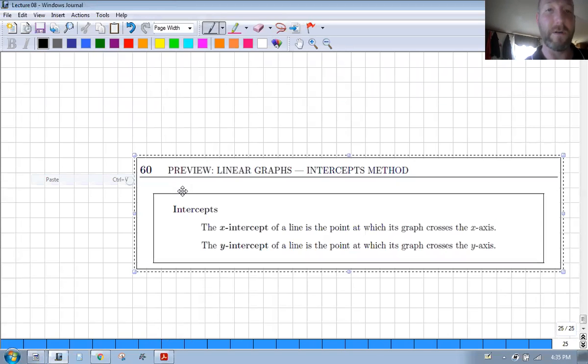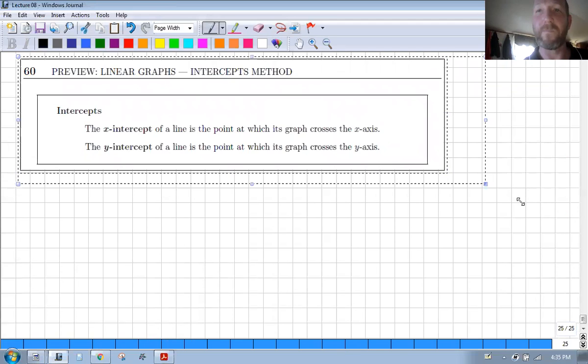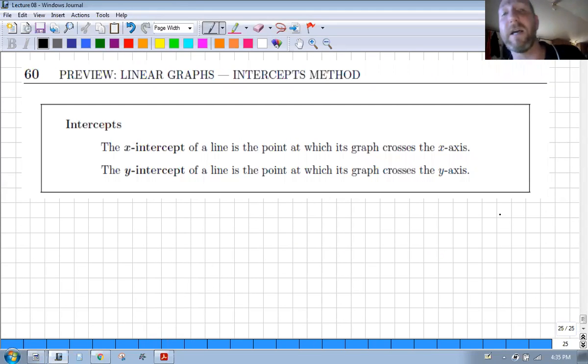I've already told y'all, the x-intercept of a line is the point where it crosses the x-axis. The y-intercept is where it crosses the y-axis.